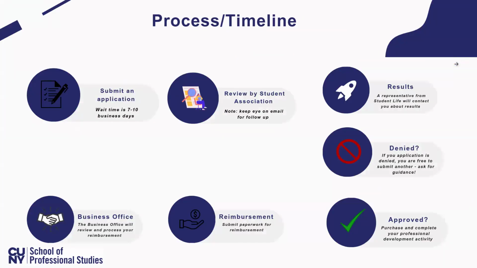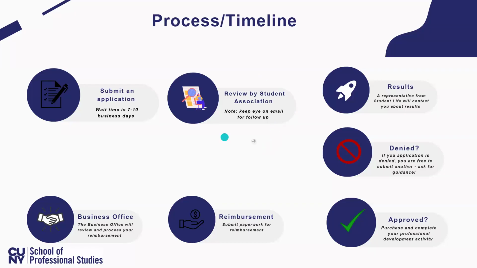What does the process and timeline look like? So it's not very long. It takes about 10 days, 10 business days to be precise. So one, you submit an application. You submit an application and you have to wait 7 to 10 business days. It must be reviewed by the student association. Their subcommittee is comprised of about 5 students, and they will review your application and provide their vote.